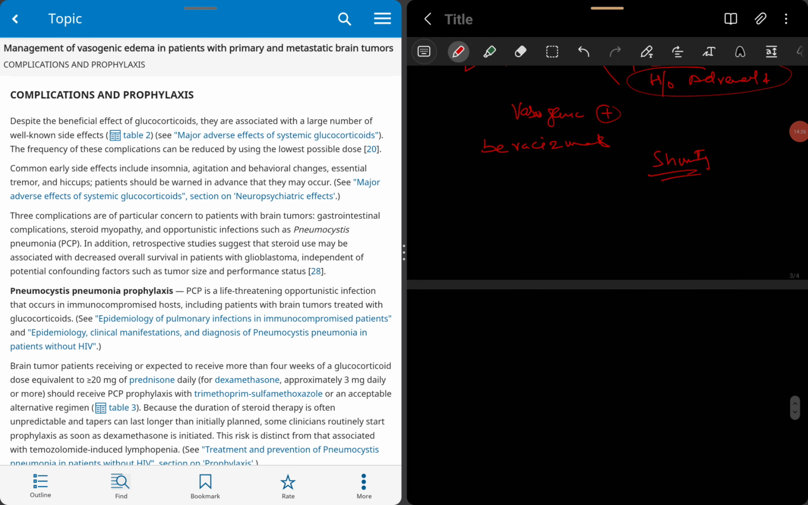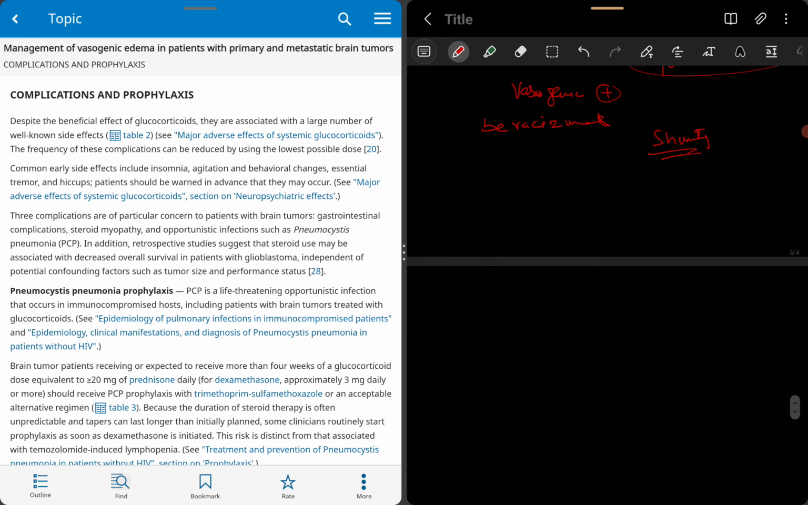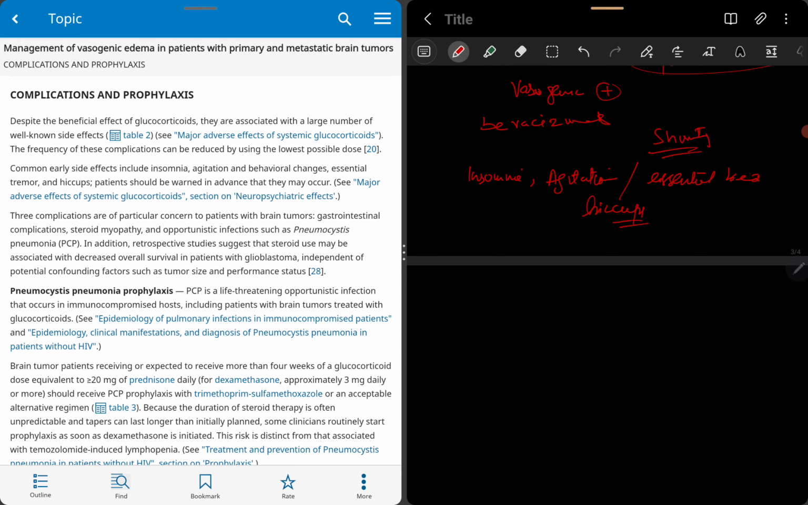So dexamethasone initiation is not without side effects. You have to consider side effects of dexamethasone. For example, it will cause insomnia. It will lead to proximal myopathies. It will lead to behavioral changes, like agitation. Also, it can lead to essential tremors. Patients can sometimes develop hiccups as well. So patients should know about these complications.